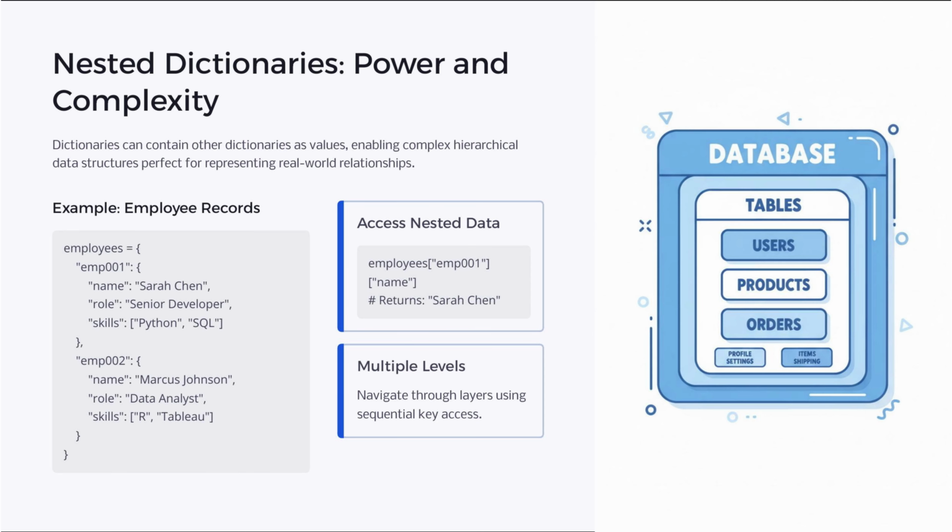Nested dictionaries allow for complex data structures, ideal for modeling real-world relationships. For instance, an employee record can store details like name, role, and skills. Accessing nested data involves sequential key access, such as employee's MP001 name, which returns Sarah Chen. This structure supports multiple hierarchical levels, enhancing data organization and retrieval.